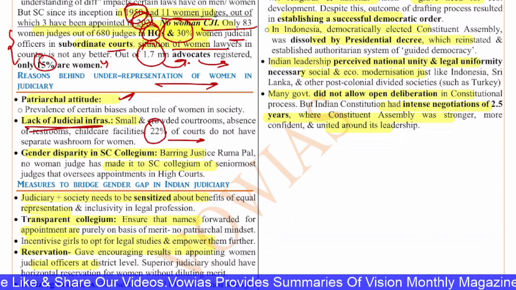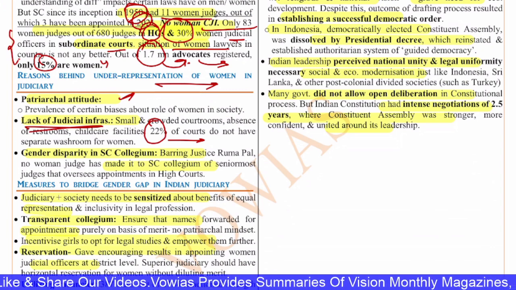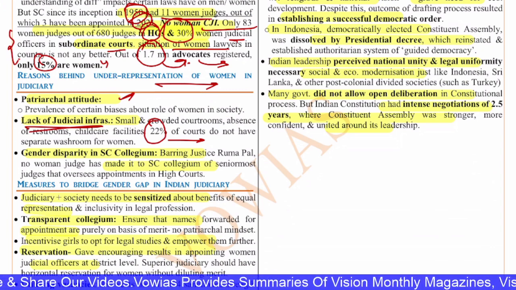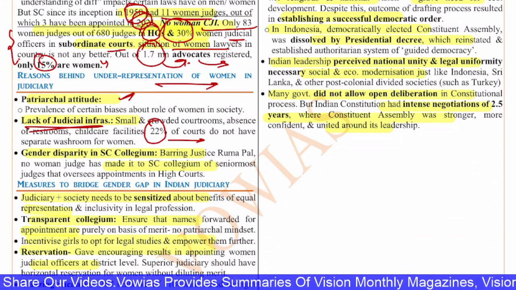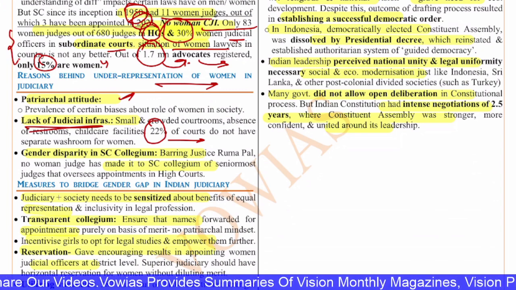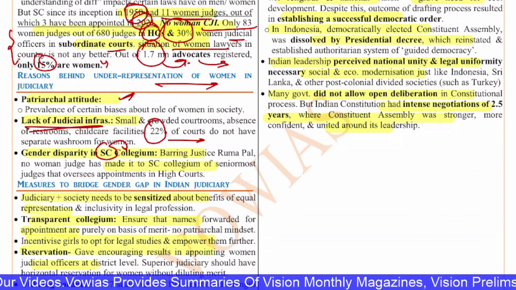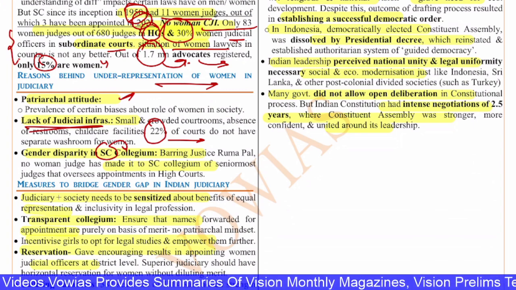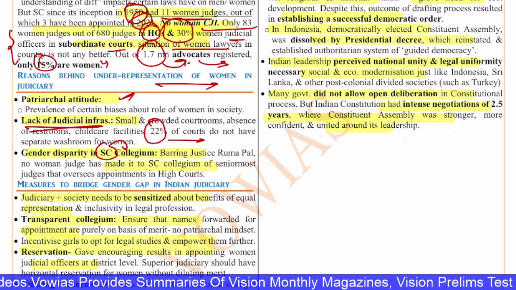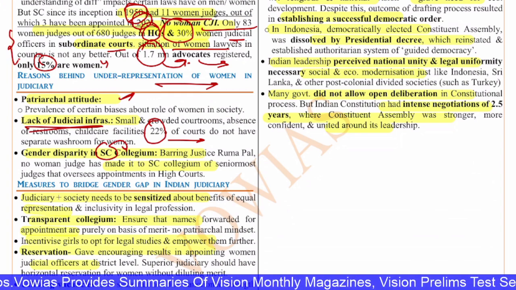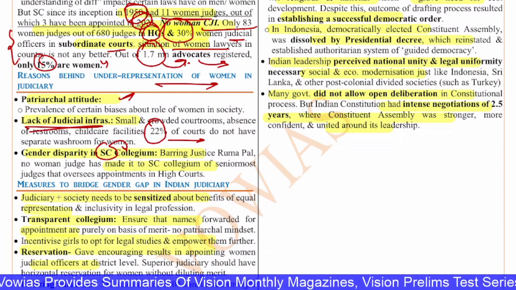And these are issues that are in the hands of the government. These are very small issues that can be solved very easily, but still they are not given priority. Even the gender disparity in the Supreme Court collegium can be seen. Barring Justice Ruma Pal, no woman judge has made it to the Supreme Court collegium of the senior most judges that oversee the appointments in the high courts.